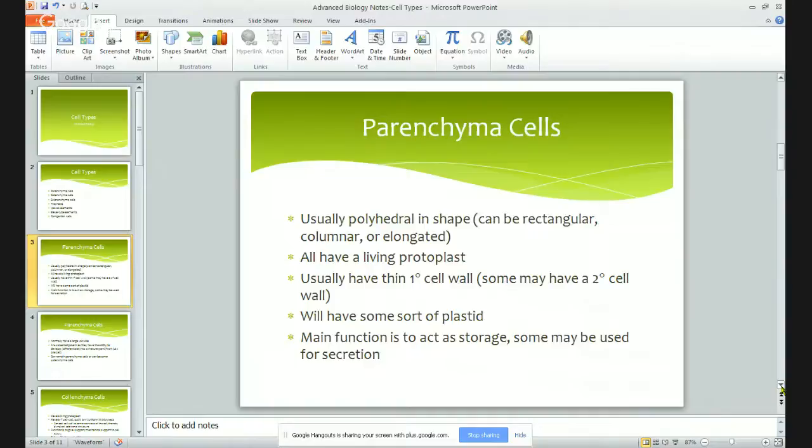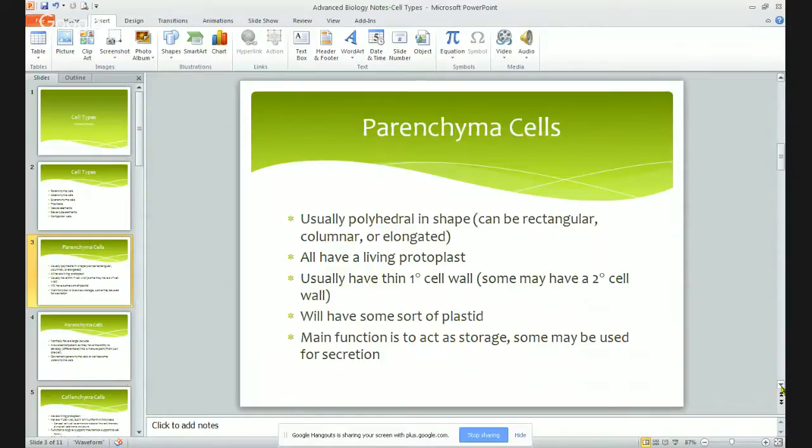These also generally have a very thin primary cell wall. Some of them might have a secondary cell wall. They generally will also have some sort of plastid, so a chloroplast or some other plastid, like a chromoplast or something else.